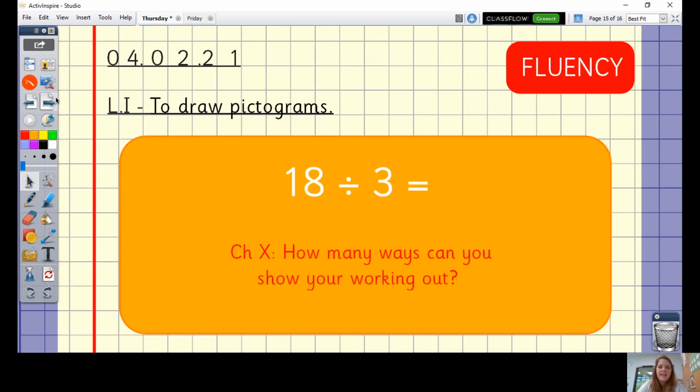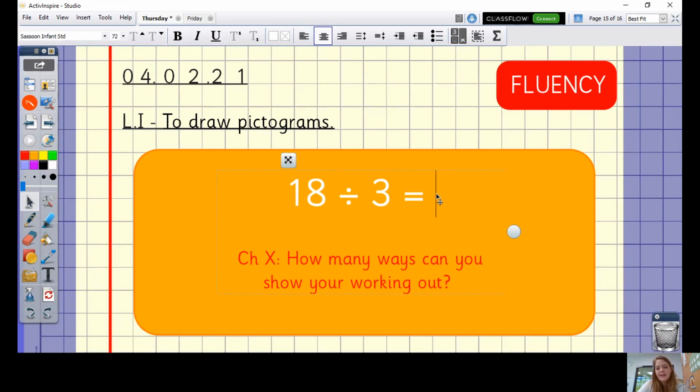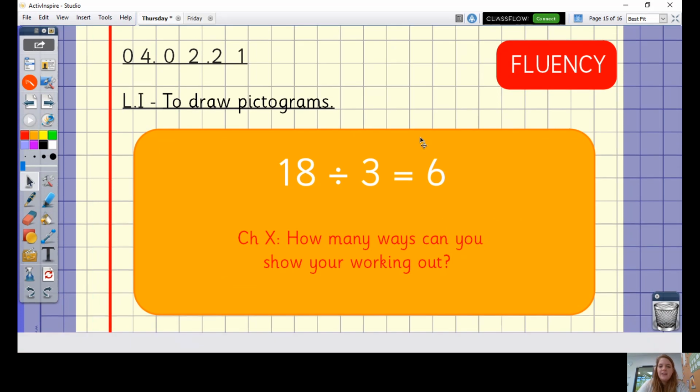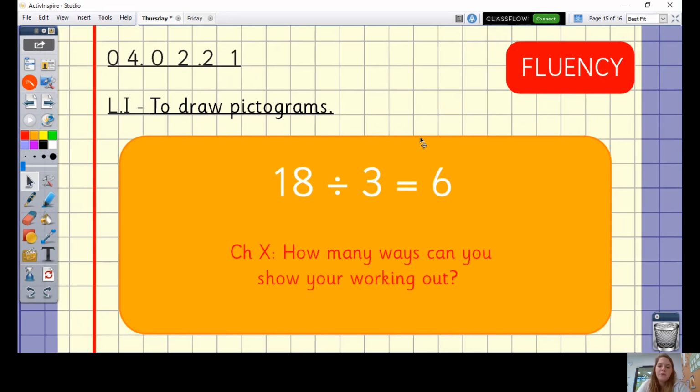Okay, so finally then, to end our maths lesson today, we have got our fluency number sentence. So 18 divided by 3. So you can choose whether you want to share into groups of 3 or whether you want to share into 3 groups. Okay, have a go at that and we'll come back together in a moment. Okay, so the answer to this one would be 6. 6 equal groups of 3, which would equal 18.